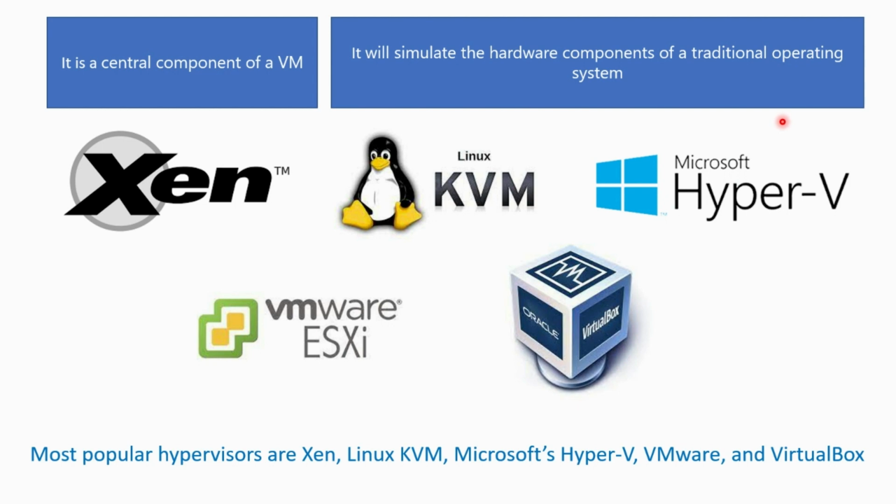If you look here in this slide, these are some of the popular hypervisors available in the market, which include Xen, Linux KVM, Microsoft Hyper-V, VMware, and VirtualBox. And VMware and Microsoft Hyper-V are the most popular types of hypervisors available in the market.